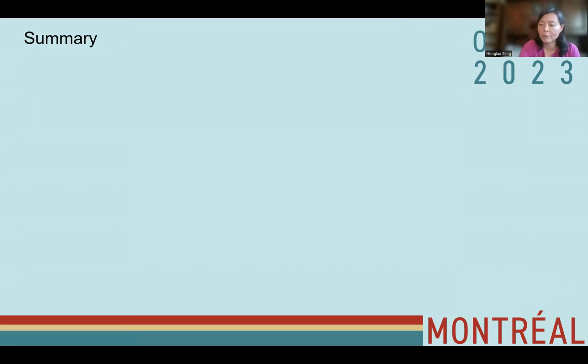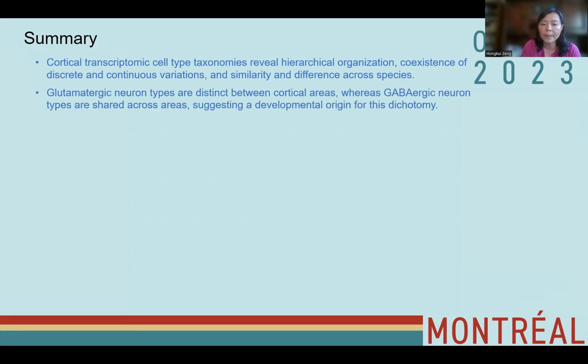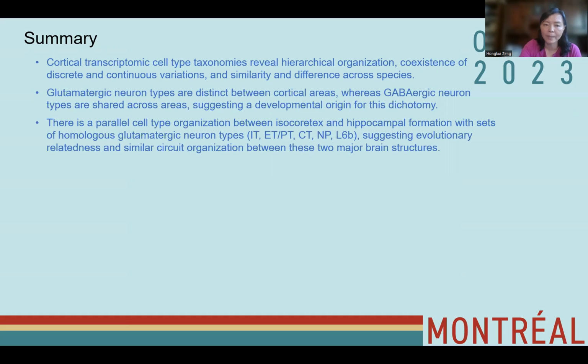Okay, so with that, I would like to summarize what I have told you about today, what we have learned from the study of a single cortical region to the entire brain. For single cortical regions, we find that cortical transcriptomic cell type taxonomies reveal hierarchical organization, coexistence of discrete and continuous variations, and similarity and difference across species. Glutamatergic neuron types are distinct between cortical areas in a two cortical area study, whereas the GABAergic neuron types are shared across areas, suggesting a developmental origin for this dichotomy.